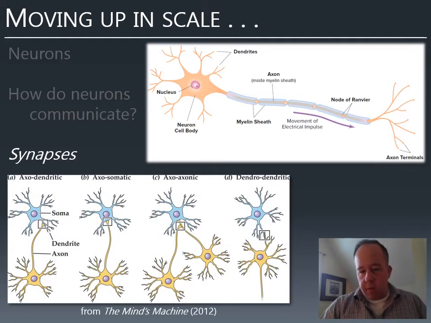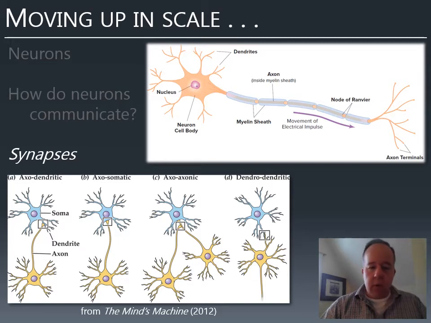And this is a figure not from your book. But this just shows you structurally what this could look like. So on the far left, we have the most common kind of synapse, what's called axodendritic. And that just means that the axon terminals of one neuron connect to the dendrites of the next neuron, and information flows from axon to dendrite. And that is the standard flow of information.